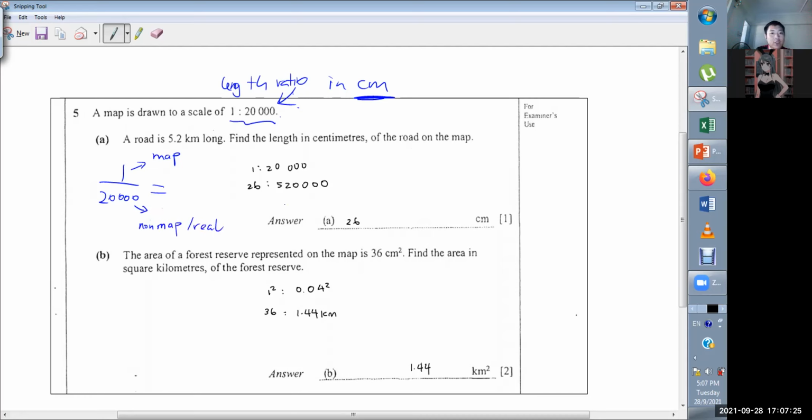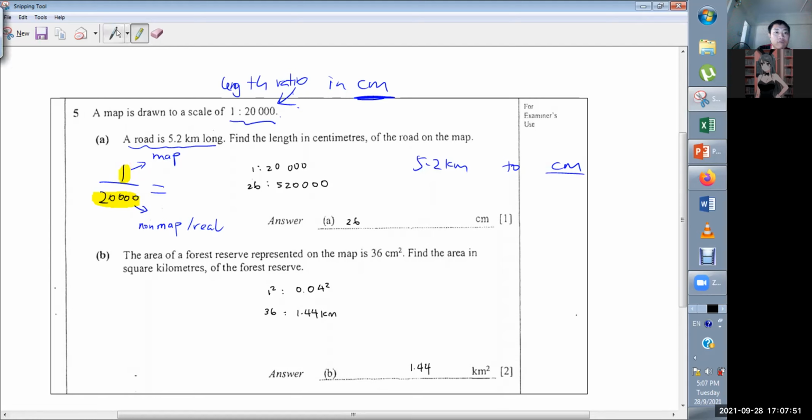So in fact, the question is giving you a road that is 5.2 kilometer long. So your job is to change the 5.2 kilometer to cm. Why? Because this one is in cm. This one also in cm. That's why you need to convert to cm. Does it make sense? Yeah.